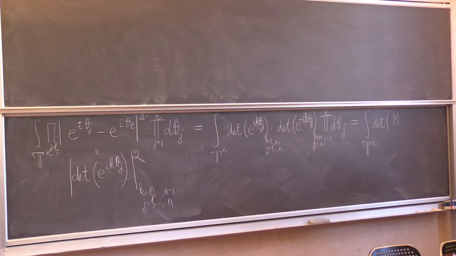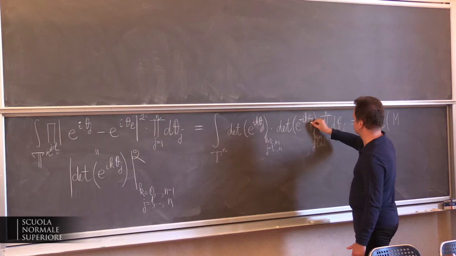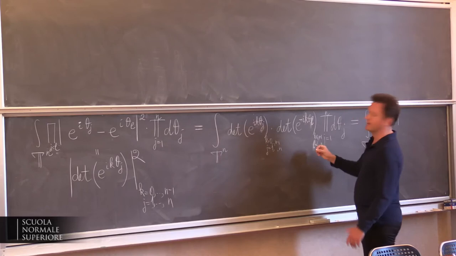Now I want to multiply. Since I want to multiply these matrices, I need to change this L. It was a good idea to have this L before. I need to change the cell because I'm multiplying two matrices.